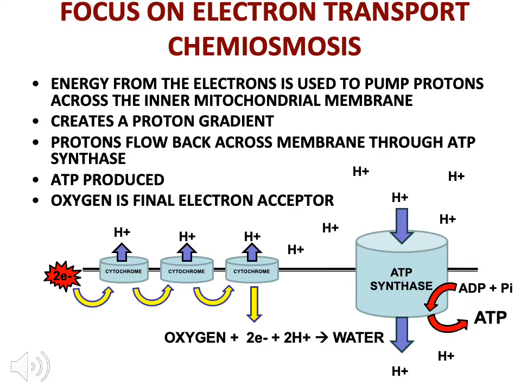So let's go ahead and go back and look at our bullet points. Energy from the electrons is used to pump protons across the inner mitochondrial membrane. That creates a proton gradient.